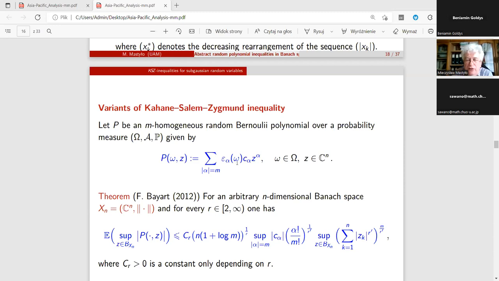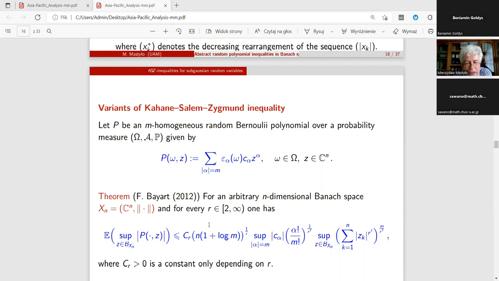So if you change omega from your set Omega, we get a family of polynomials. You keep the original coefficients, but if you run over omega, we have a family of polynomials which are a measurable function. And so we are interested in what we can say about the distribution, and so on. And so Bayer posed the following.